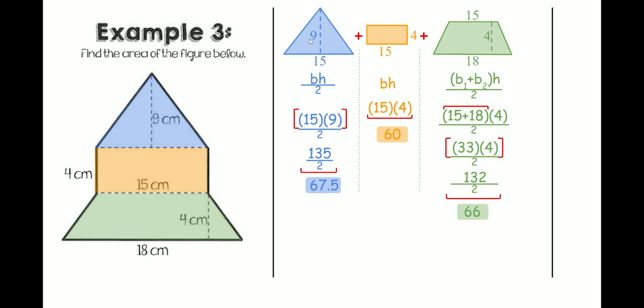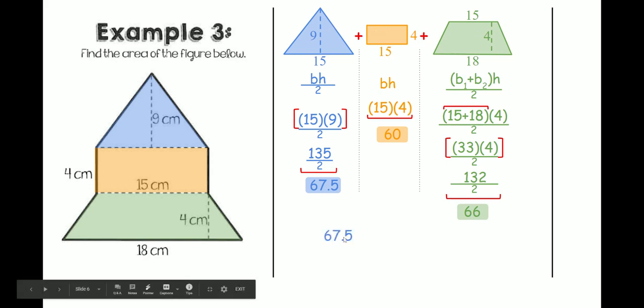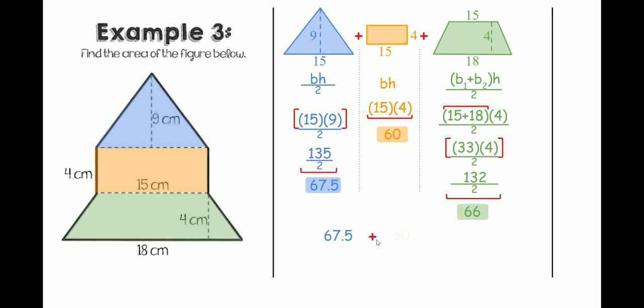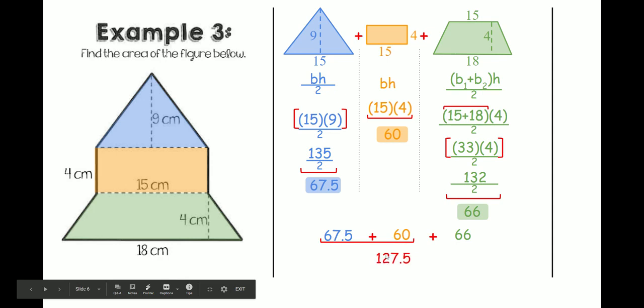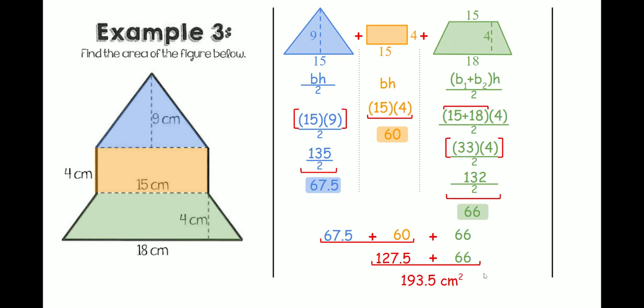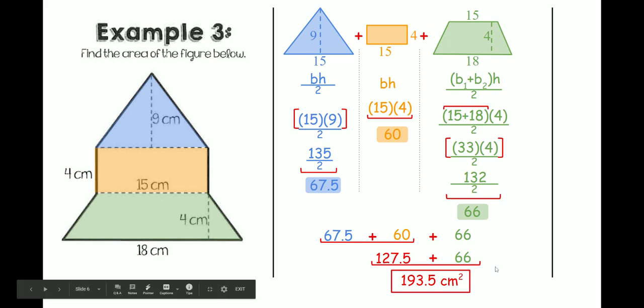So I'm adding the shapes, the blue, the orange, and the green shapes together, and that's going to be 67.5 plus 60 plus 66. If I add the first two, that's 127.5. Then I add up my third number, I should get 193.5 centimeters squared, and that's my final answer. Now you know how to find the area of complex polygons.